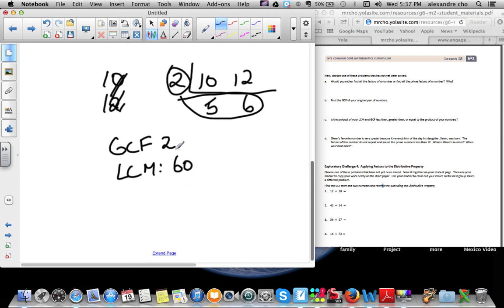So the question says, is the product of my LCM and GCF, so if I multiply 2 and 60, which is 120, going to be greater than, less than, or equal to the product of your numbers? And 10 times 12, which is the two numbers that we started with, is 120. Huh. I either got lucky, or they just happen to be the same, 120. I did not know that.